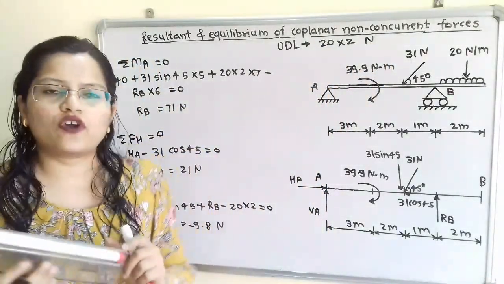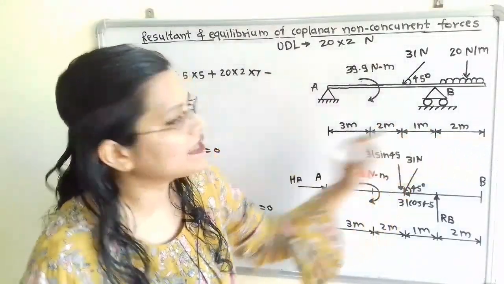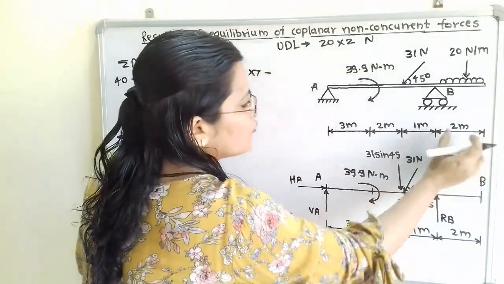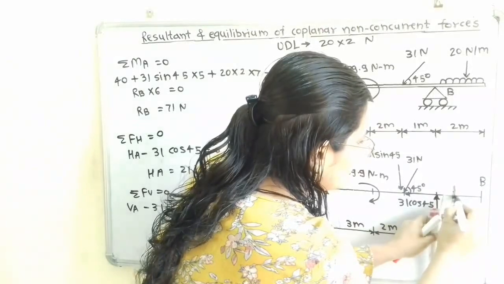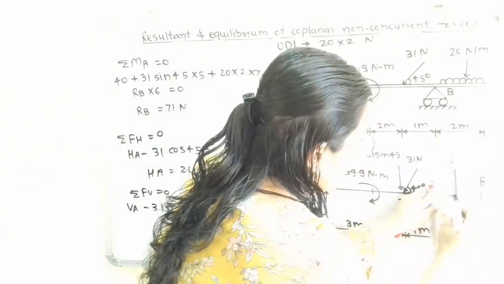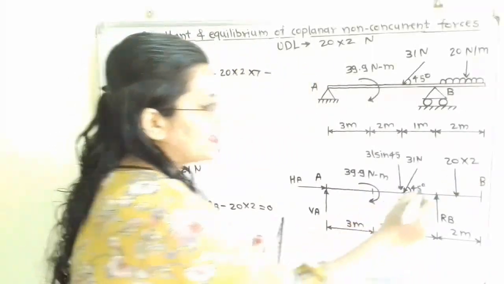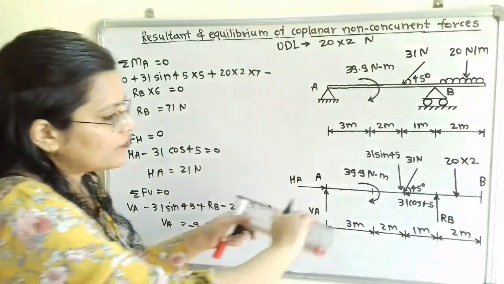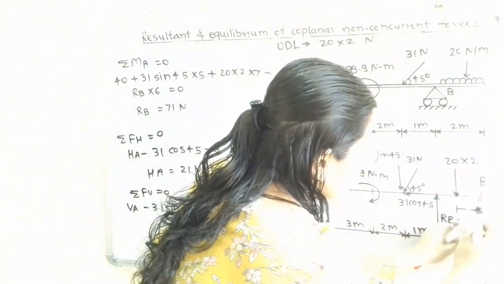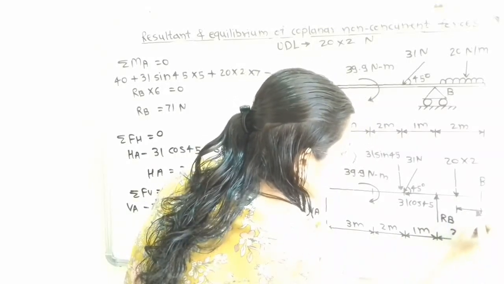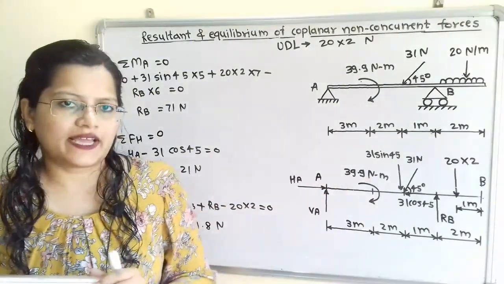Now where is the point of application? For a uniformly distributed load we have to take the middle point. So for this 2 meter we have to take the middle point, that is, on both sides 1 meter distance is there. So we will show here the point of application, and the direction is downward. Magnitude is 20 multiplied by 2, and the point of application is the middle point of the 2 meters. So we will show here the distance between this B and this point of application, which is 1 meter. So this is the free body diagram.